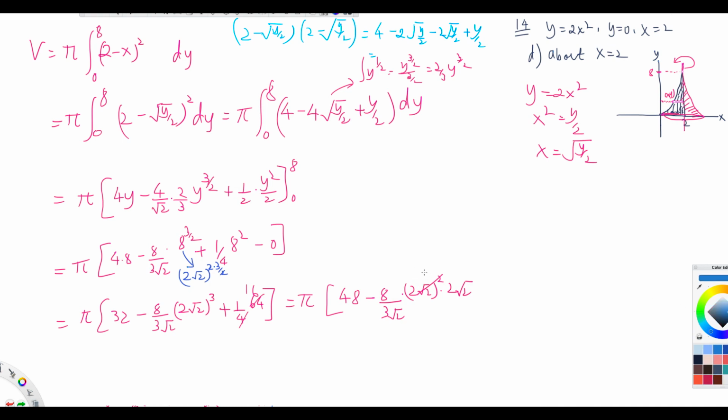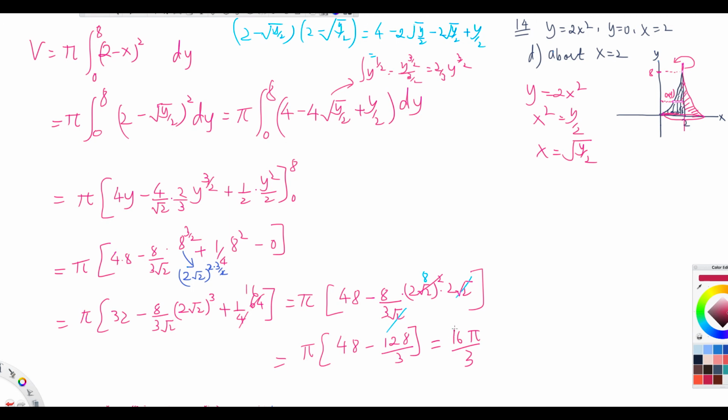So this is basically 8 over 3 root 2 times 8, where 2 root 2 is cubed. That root 2 and root 2 cancel out. So it is like 8 times 8 is 64 times 2 is 128, right? That will be basically pi times 48 minus 128 divided by 3. If you use a calculator or just do the simplification, you will get 16 pi over 3. That's what you get. Okay guys, so that is the final answer.